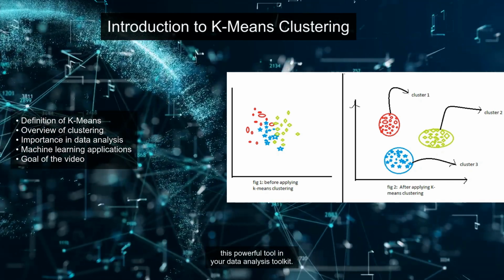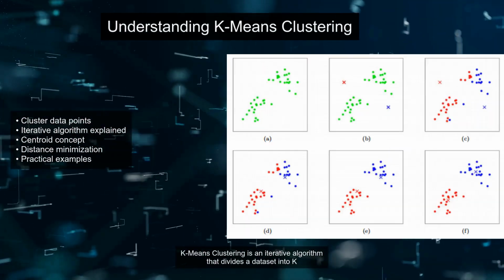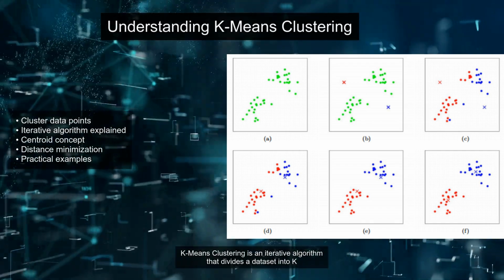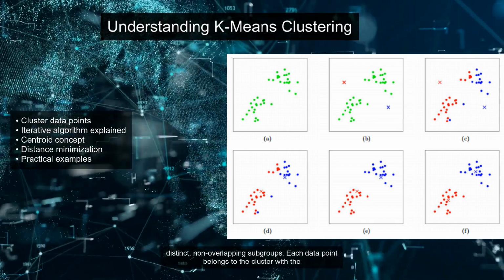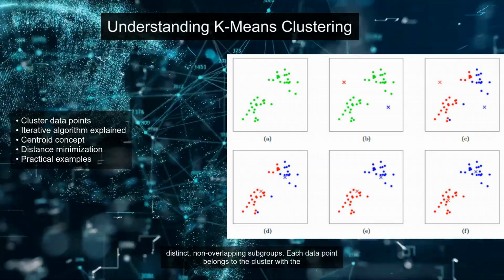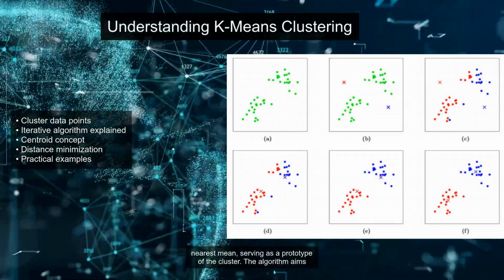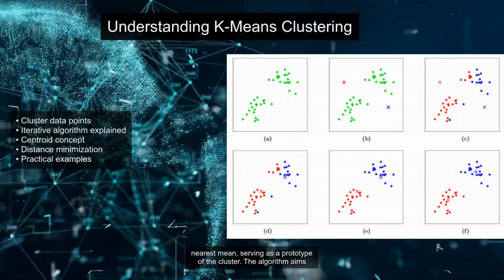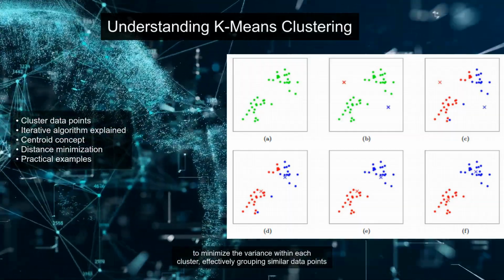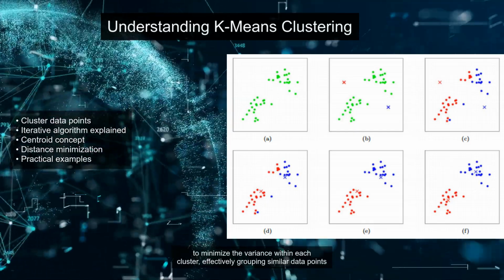K-means clustering is an iterative algorithm that divides a dataset into k distinct, non-overlapping subgroups. Each data point belongs to the cluster with the nearest mean, serving as a prototype of the cluster. The algorithm aims to minimize the variance within each cluster, effectively grouping similar data points together.